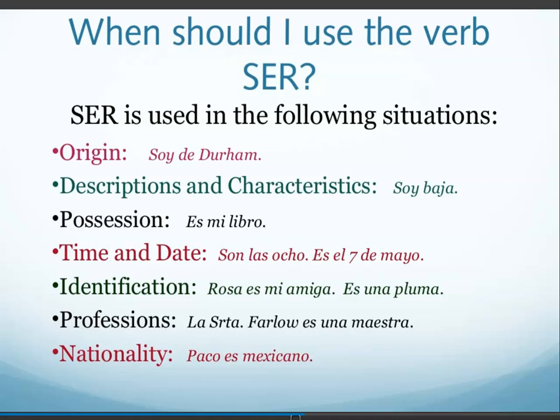Professions, la señorita Farlo es una maestra. Señorita Farlo is a teacher. And nationality, Pablo is Mexican. Let me go back to this one to make sure I said what those mean. Possession, es mi libro, it is my book. And for time and date, it is 8. It is the 7th of May.